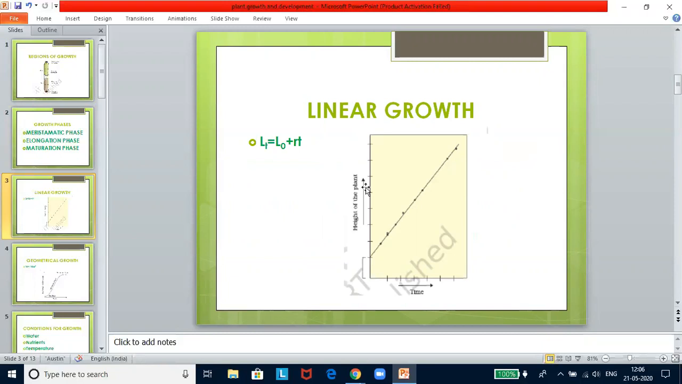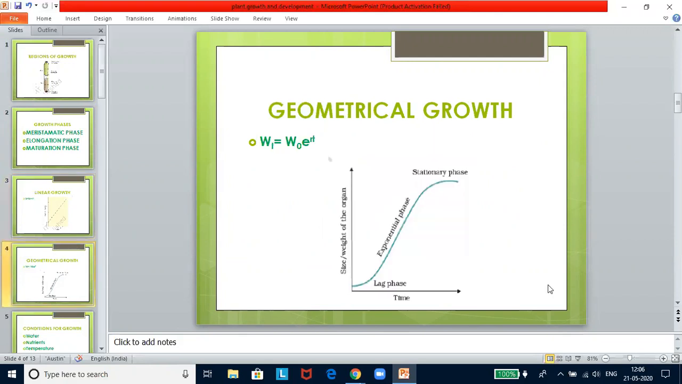And mathematically, it is expressed as Lt = L0 + rt. Lt is equal to length at time t. L0 is the length at time 0. r is the growth or elongation per unit time. Now let us look at the geometrical growth. Now you have to remember this equation.